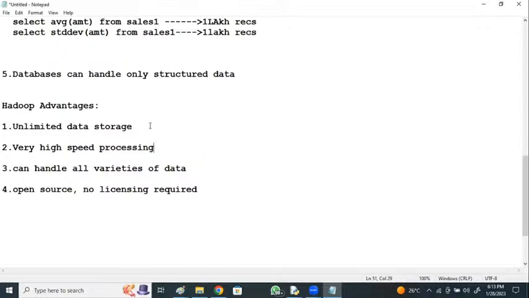Okay, unlimited data storage, very high speed processing. So if you see examples, Yahoo has conducted a test to check the speed of various databases. Yahoo has taken a table of 100 TB, consisting of 1024 columns.